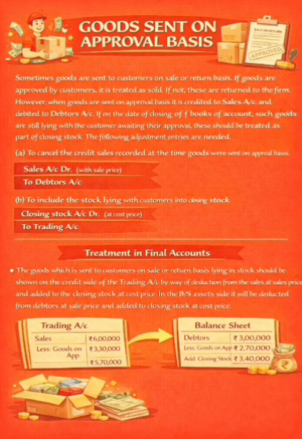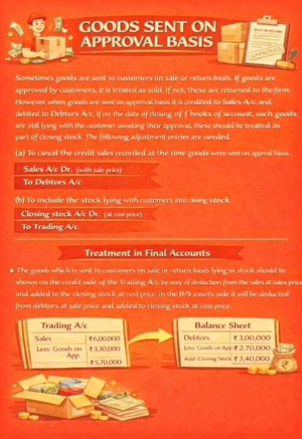Goods sent on approval basis. Sometimes goods are sent to customers on sale or return basis. If goods are approved by customers, it is treated as sold. If not, these are returned to the firm. However, when goods are sent on approval basis, it is credited to sales account and debited to debtors account.